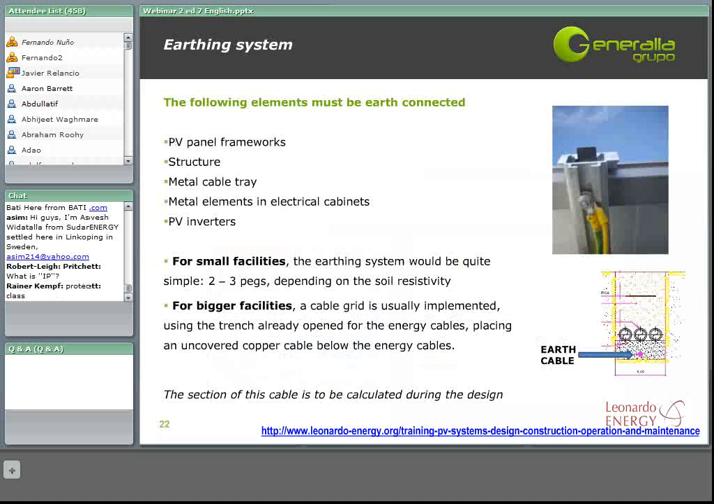As we learned during webinar 1, for small facilities, the earthing system would be quite simple. Just 2 or 3 pegs will be enough depending on the soil resistivity. For bigger facilities, a cable grid should be installed. This cable grid must be calculated during design of the solar plant.